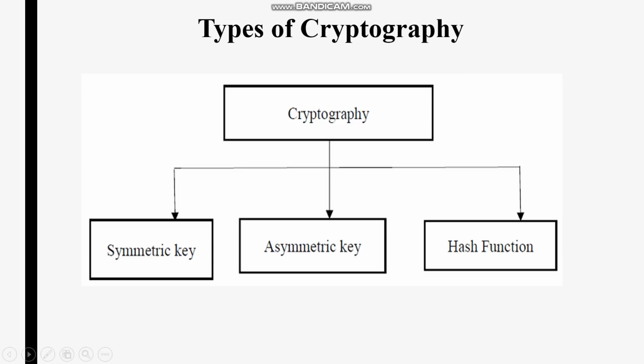Whereas in asymmetric key cryptography, a pair of keys is used, that is, two different keys: one for performing encryption and one for performing decryption. So in asymmetric key cryptography, two different keys are used to perform encryption and decryption.